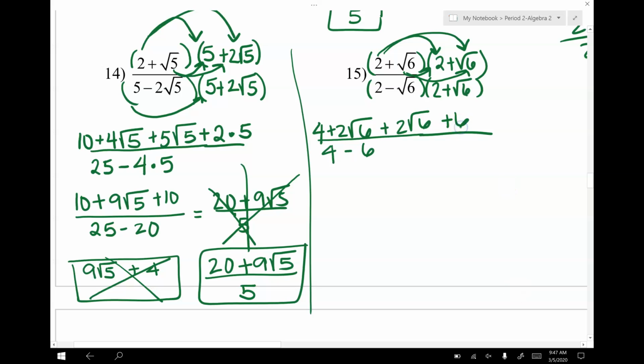Okay. All right, go ahead and combine the numerator. 4 plus 6 will give us what? 10. 2 rad 6 and another 2 rad 6 would give us 4 rad 6. All over, what's the bottom? Negative 2. Can I box that up? No.